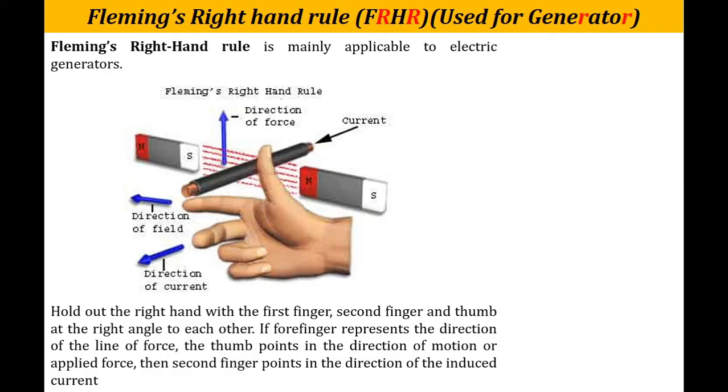If the forefinger represents the direction of the line of force, the thumb points in the direction of the motion or applied force, and the second finger points in the direction of the induced current.